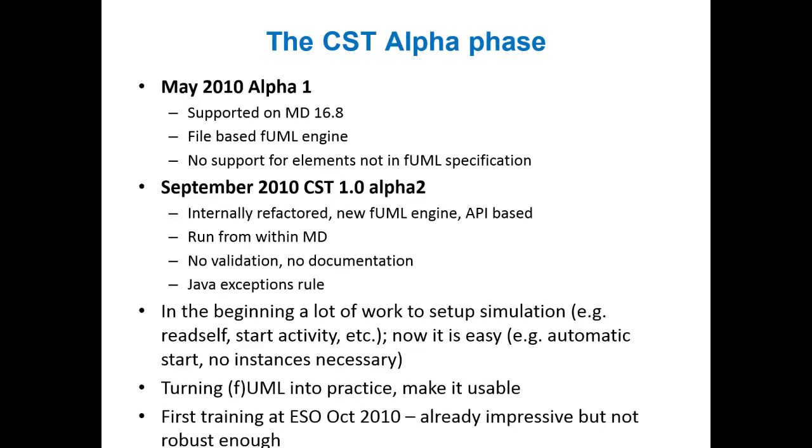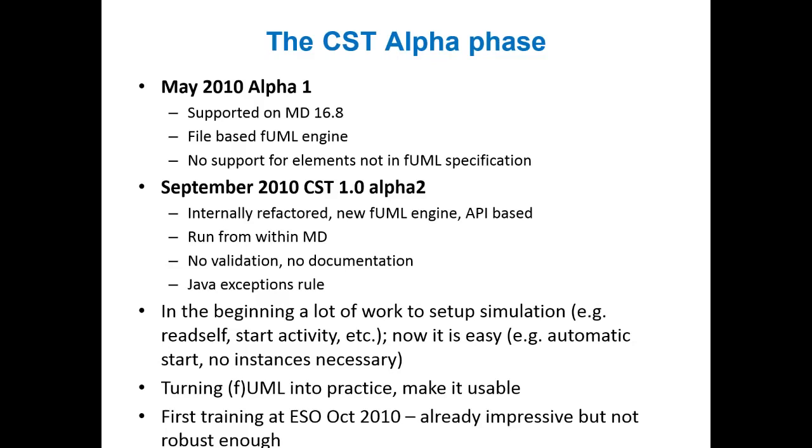The story of the CST started in early 2010, when I got the Alpha 1 version, which was supported on MagicDraw 16.8. It was a file-based interpretation with a file-based fUML engine, so you had to export the model in order to execute it. And there was no support for all the elements in UML, but only for the ones in fUML, which caused some trouble.